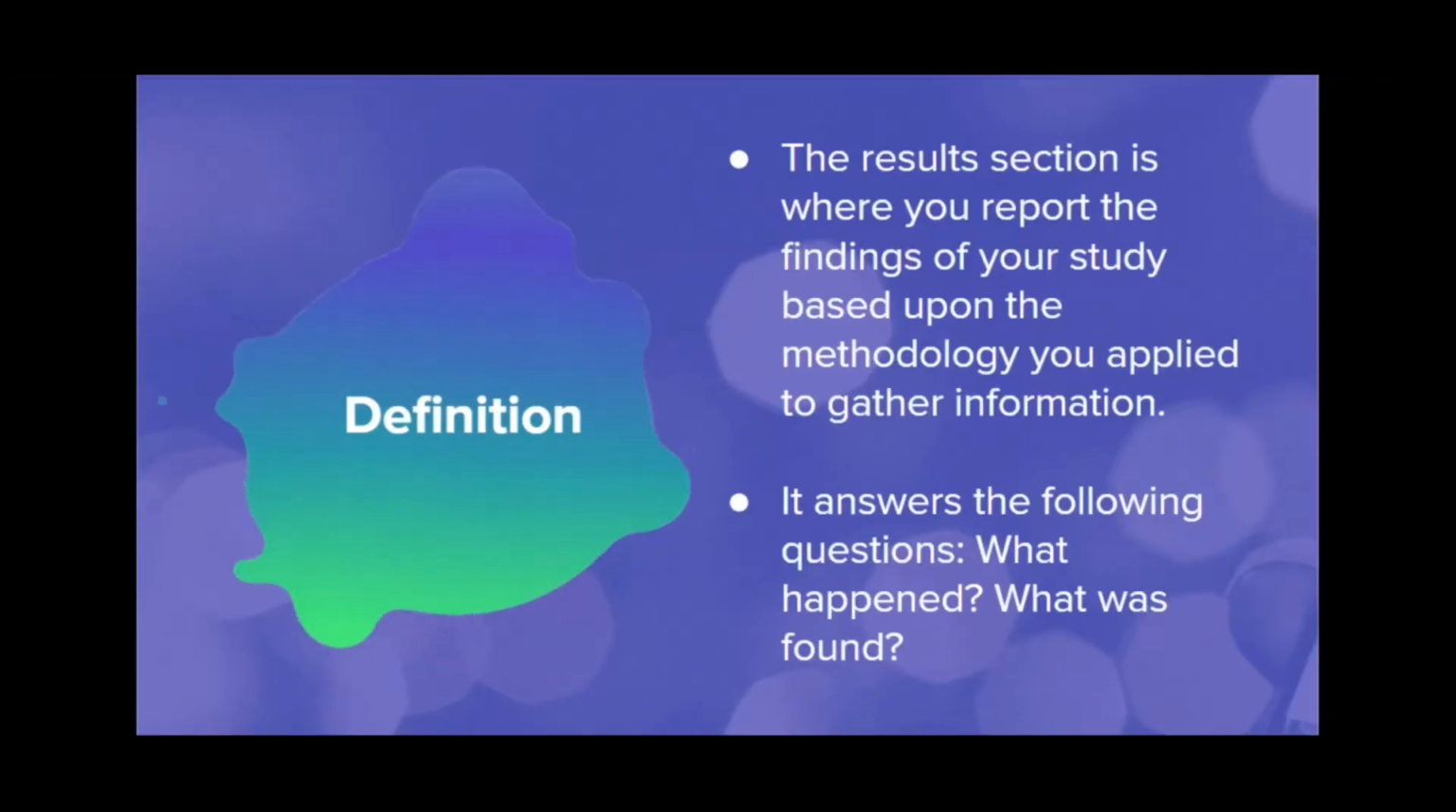The results section is where you report the findings of your study based upon the methodology you applied to gather information. The results section should state the findings of the research arranged in a logical sequence without bias or interpretation. It answers the following questions: what happened, what was found. A section describing results is particularly necessary if your paper includes data generated from your own research.